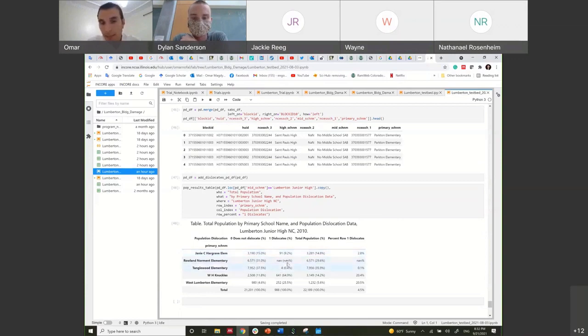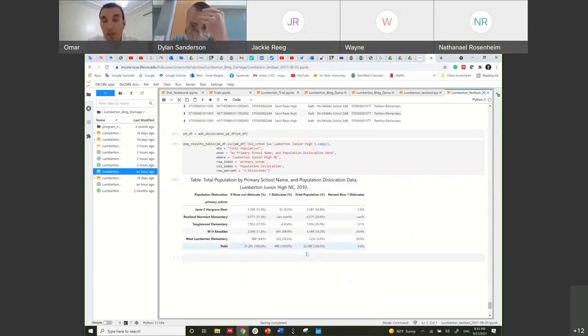Some others don't get any dislocations, but some others got a lot of dislocations. This school has about 2,500 not dislocated but 641 dislocated population, which is 20.4%. So this is the summary of the population dislocations.